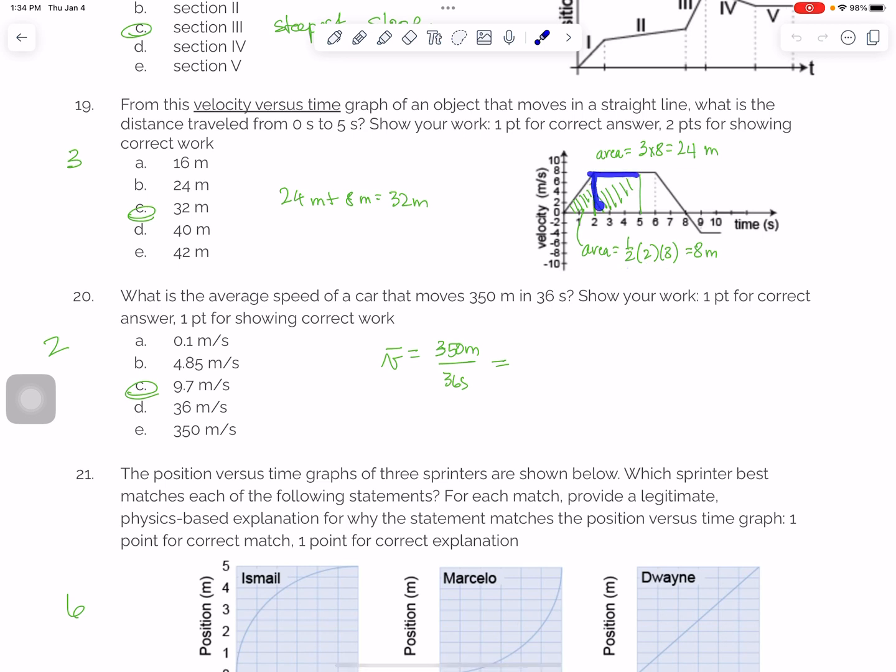And then the area of this rectangle, 3 seconds is my base, 8 meters per second is my height. So 3 seconds times 8 meters per second is 24 meters. I add those together and I get 32 meters.